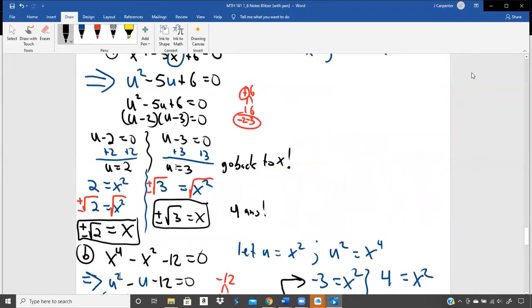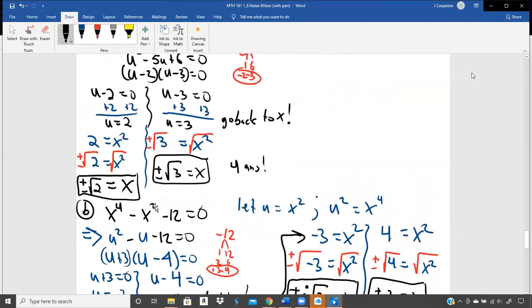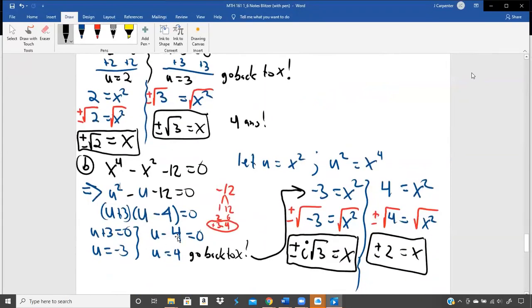So A and B are extremely similar to each other. Even if I had made these x to the 6 and x cubed, the u parts would have all been pretty much the same. It's just here we would have had x cubed equal to negative 3. We would have taken a cube root of both sides, and you never do plus or minus with cube roots. It's only even roots.